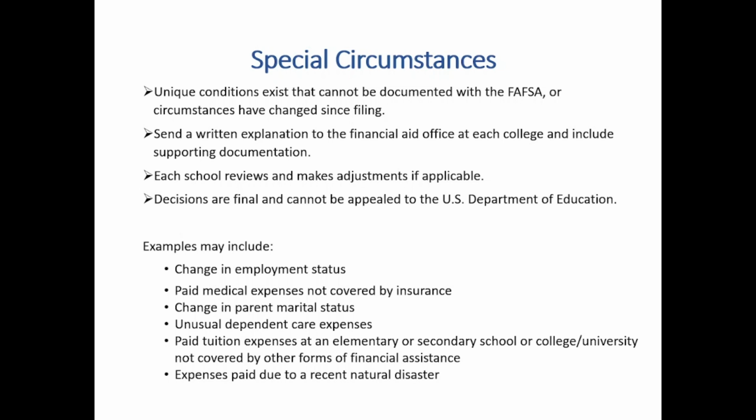So what you need to do is send a written explanation to the financial aid offices that you're going to be applying toward and being accepted to, and provide supporting documentation. And sometimes the schools will go back and forth with you on what type of documentation they will need. Sometimes they have a form you have to go on their website and pull down. And then the school will review this, and if applicable, will make any adjustments to see if there's any additional financial aid that you might be eligible for. The decisions are final. Each school makes their own decision based on their own policies, and you cannot appeal these decisions with the U.S. Department of Education.